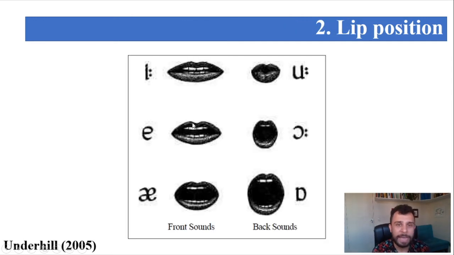Another thing we take a look at when we're classifying vowels is the lip position. So for example, when I pronounce the vowel in seat, my lips are spread. So we can say that all the front sounds in the phonemic chart are spread. You see that my mouth opens as I move down, but lips are still spread. Different from what happens with the back sounds. All of them are rounded.